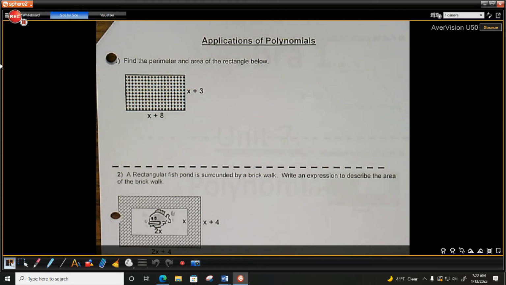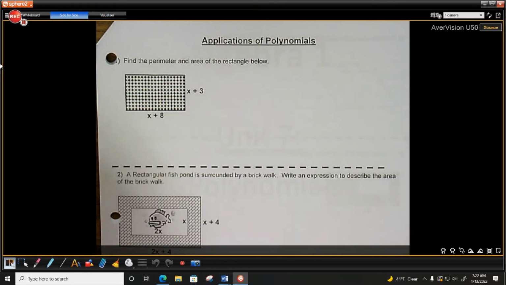Okay, so our application problems, guys, are just doing what we've already been doing: adding, subtracting, and multiplying polynomials. We just need to know when to do what operation. This first one says find the perimeter.